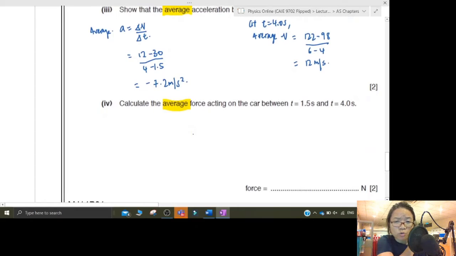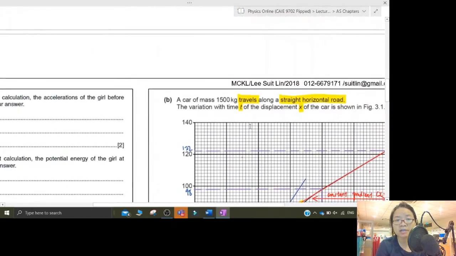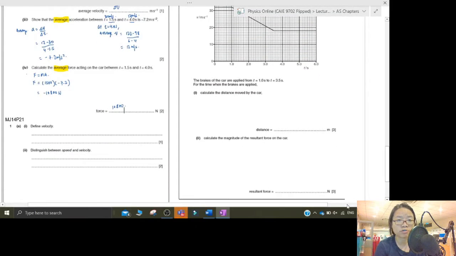If you cannot get close to this answer, maybe check your calculation. Alright, next part, calculate the average force. I'll just take the mass multiplied by the average acceleration. I can omit the negative sign because the negative sign here shows us the direction of the force.